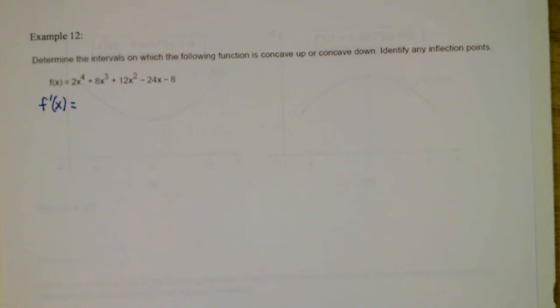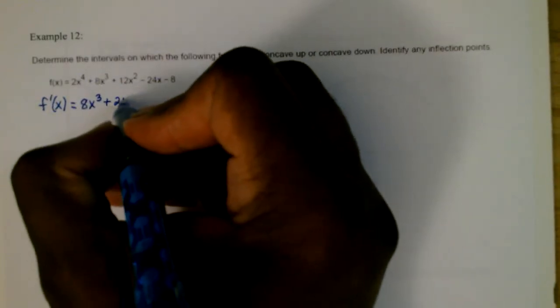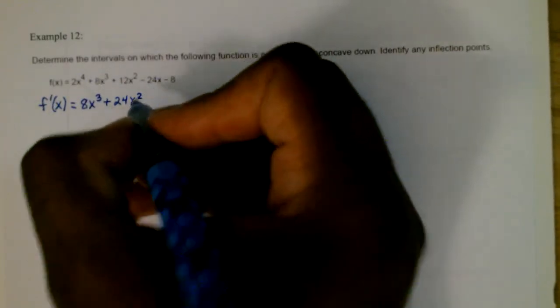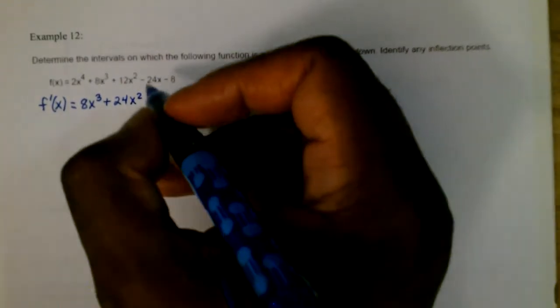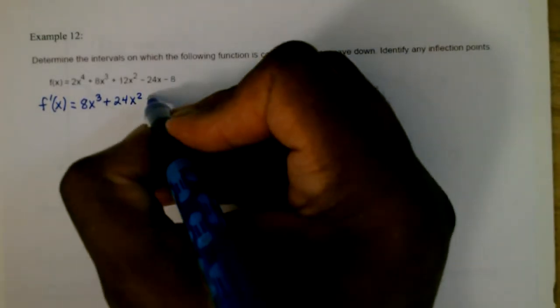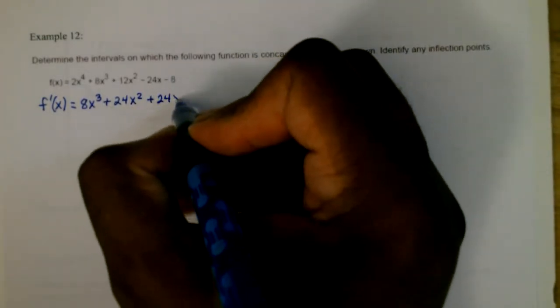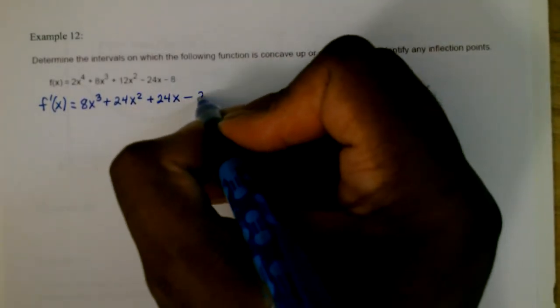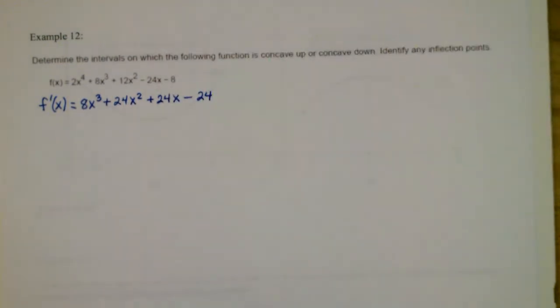In this case, we're going to find f prime of x and then f double prime of x. For 2x to the fourth, that derivative will be 8x cubed, plus the derivative of 8x cubed is 24x squared. And then for 12x squared, that will be plus 24x. And then minus the derivative of 24x will be 24. And of course, the derivative of 8 would be 0.